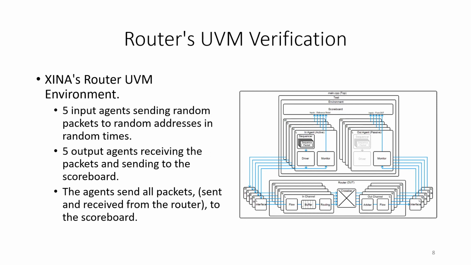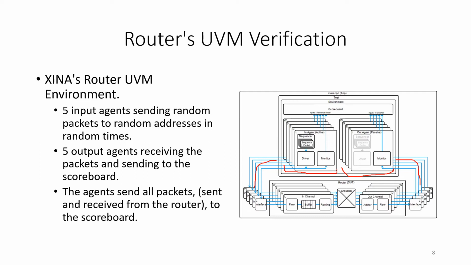The verification environment created to verify the router is composed of 5 input agents, which will be connected to the input ports of the router, and 5 output agents, which will be connected to the output ports of the router. The input agents have a sequencer and a driver, which will be responsible for sending random packets to random addresses at random times. This is the beauty of UVM.